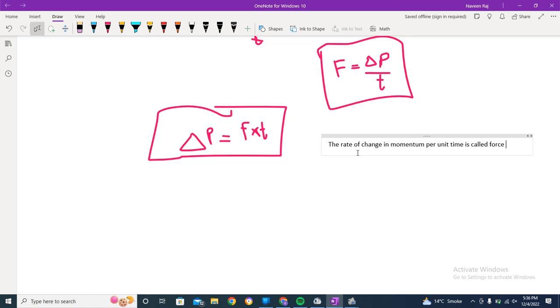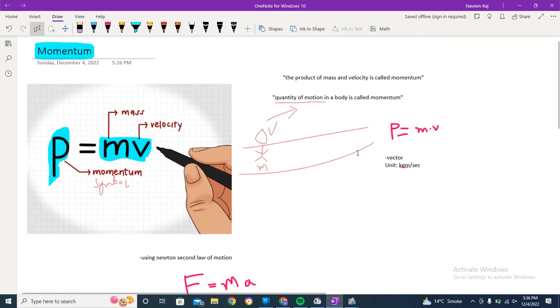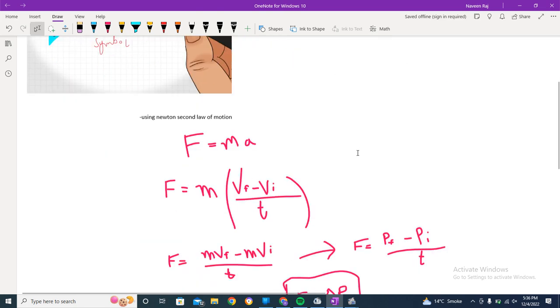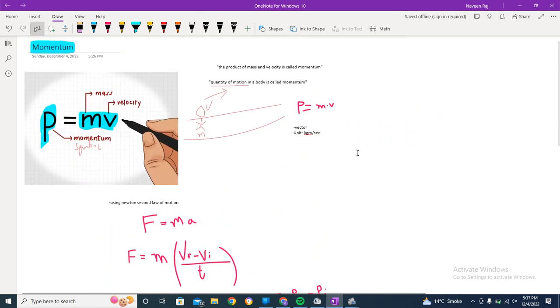In the next video we're looking into the impulse concept, because these topics are quite similar and that may confuse you. What is impulse? Impulse is also the change in momentum: delta p is equal to f into t, and delta p is equal to pf minus pi. So what's the difference between those? We're looking into that in the next video of the physics series.